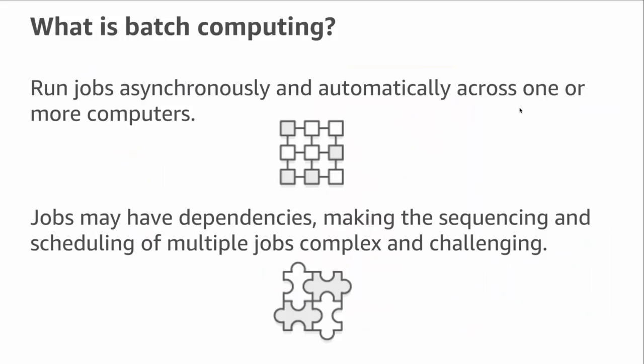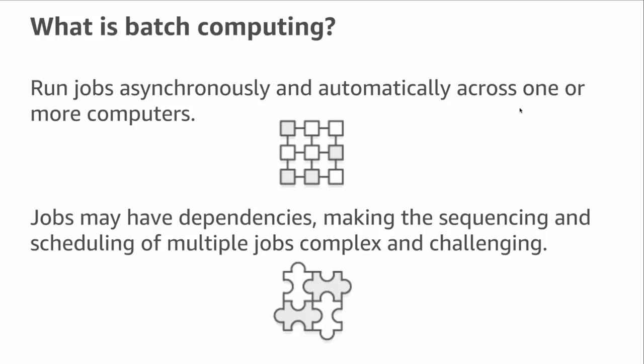All right, so let's jump into this. What exactly is batch computing, and how do we define that? Batch computing is the ability to run jobs asynchronously and automatically across one or more computers. That's the fundamental definition. And sometimes jobs may have dependencies, making the sequencing and scheduling of multiple jobs complex and challenging.